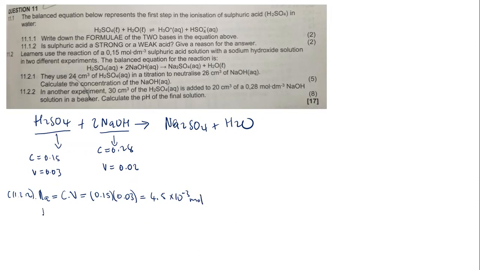Now let us determine the number of moles of our base, which is sodium hydroxide. You're going to use the very same formula, C multiplied by V.